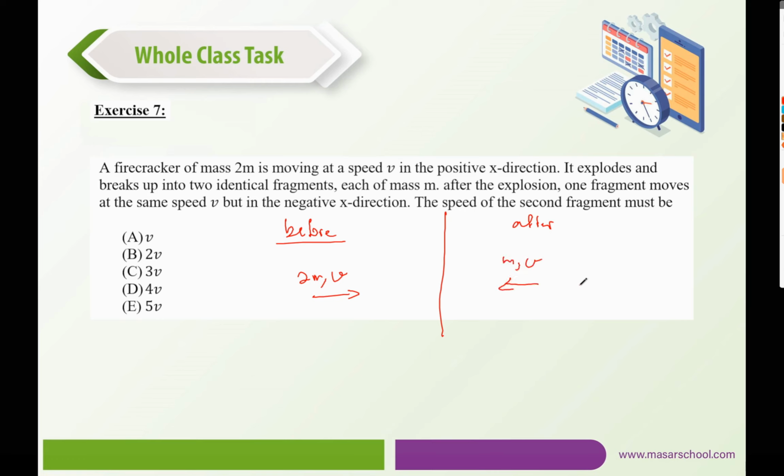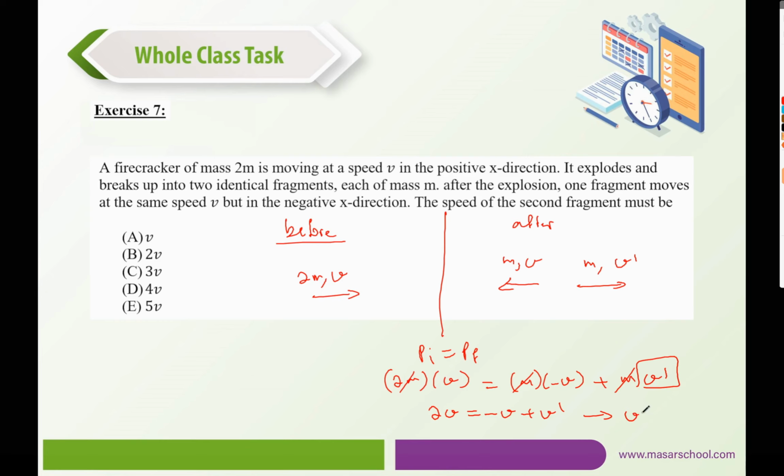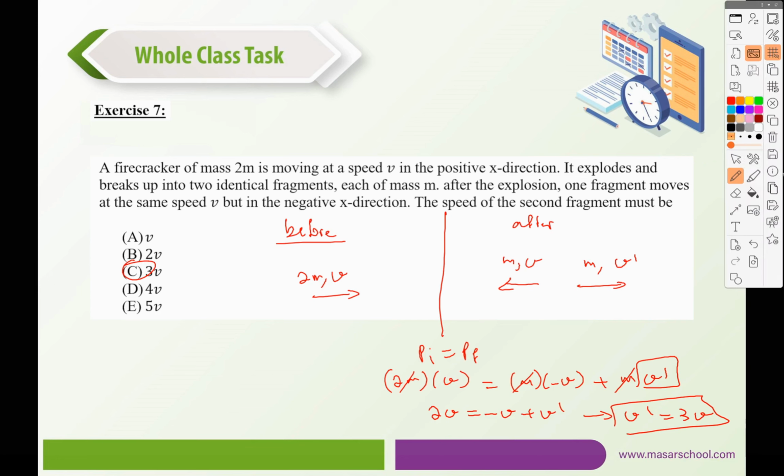The speed of the second fragment must be, so if this is 2m, mass is conserved and this is m, and we're interested in finding v prime, then we can apply the conservation of linear momentum. P initial is equal to P final, then 2m multiplied by v equals m multiplied by minus v plus m v prime. The m's cancel, then 2v is equal to minus v plus v prime, which means that v prime is 3 multiplied by v, which means that C is the correct answer.